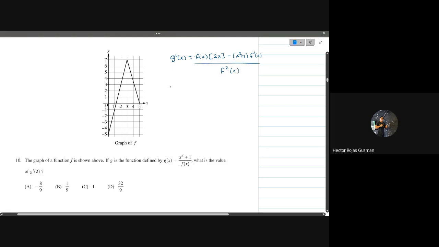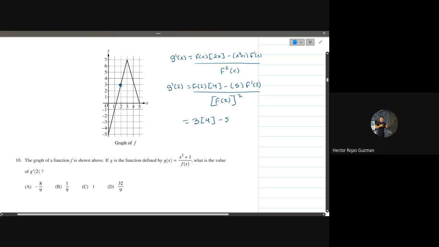Okay, and now if I plug in my 2, g prime of 2 is going to be f of 2 times 4 minus 4 plus 1, that's 5, f prime of 2, divided by f of 2 squared. f of 2, according to the graph, is 3. And then f prime of 2 is going to be the slope at 2.